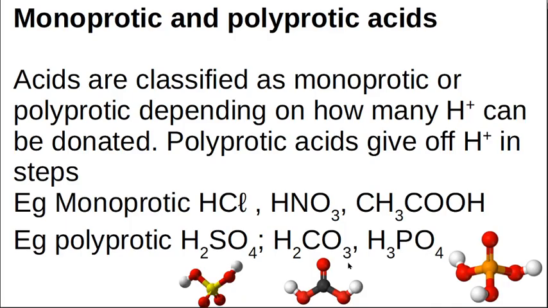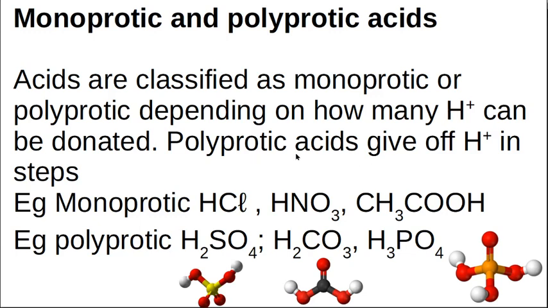So let's talk about the different kinds of acids you can get. So look here, monoprotic and polyprotic. Mono is one, poly is many. This protic comes from the word proton. So this is one proton. This is lots of protons. Okay. So we can either say an acid is monoprotic or polyprotic, depending on how many protons it can donate.